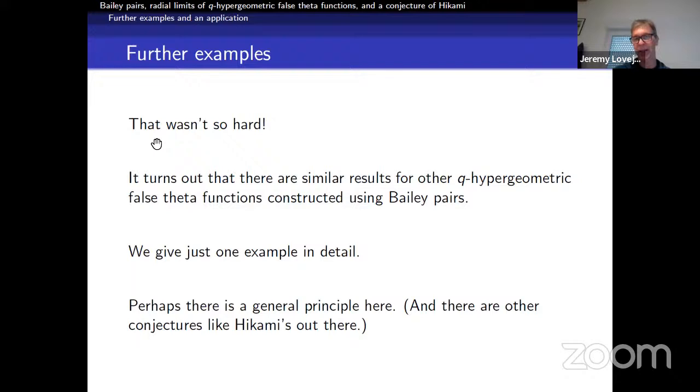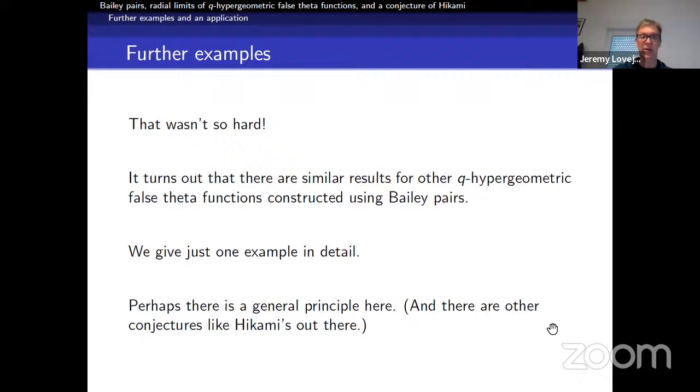Say if alpha_n, beta_n is a Bailey pair, then you have that the radial limits of some false theta function are equal to the values of the truncated version, something like that. The general principle, I know, is that it seems to work nicely in every case we looked at. But that's all I have to say about a general principle.